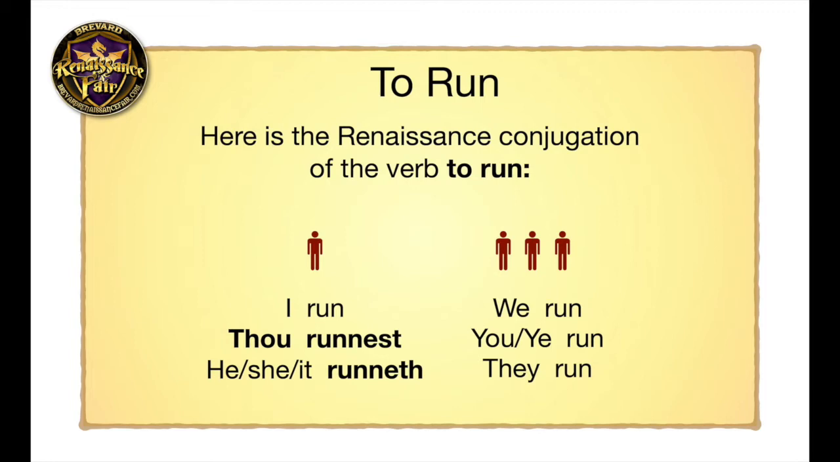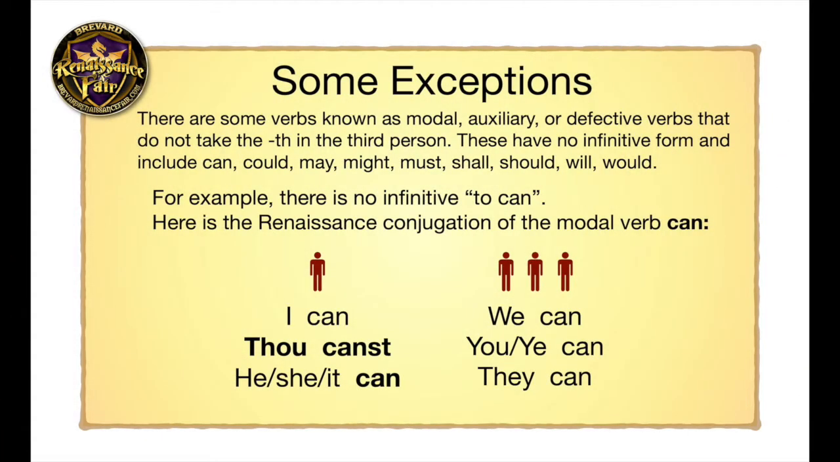See how it works? Basically, if I'm talking about myself, I, or if I'm talking about multiple people, we, you or ye or they, the conjugations are exactly the same as in modern English. It's when I'm talking about one of you, thou, or he, she, or it, that I have to think, because the conjugations are different.